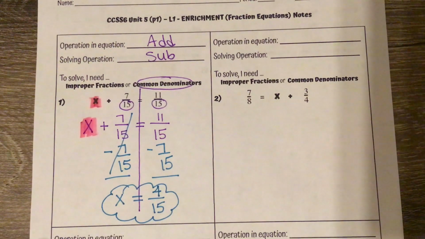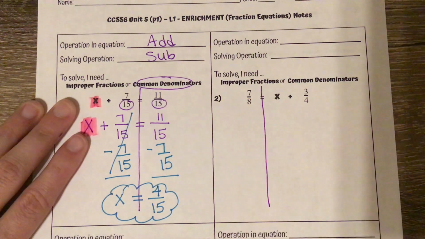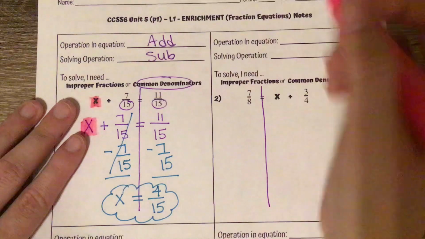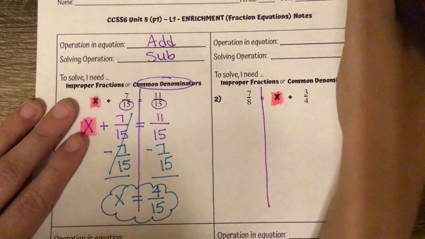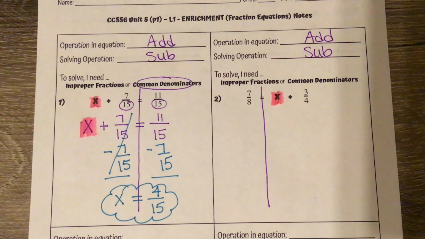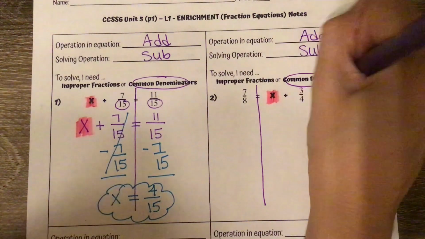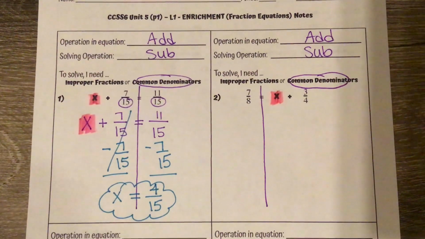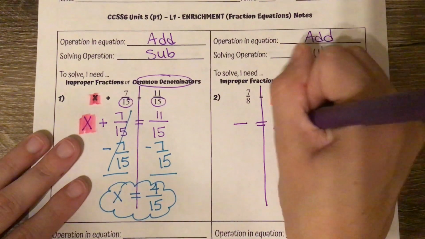All right, number two. Again, same process. Drawing our line down the equal sign. Highlighting my variable. Looking at the operation on the side with the variable. I see addition, which tells me the opposite. My solving operation is subtraction. When I have addition and subtraction, I need to find common denominators in order to solve that. So first thing I'm going to do before I even start the solving process is I'm going to rewrite my fractions with common denominators.